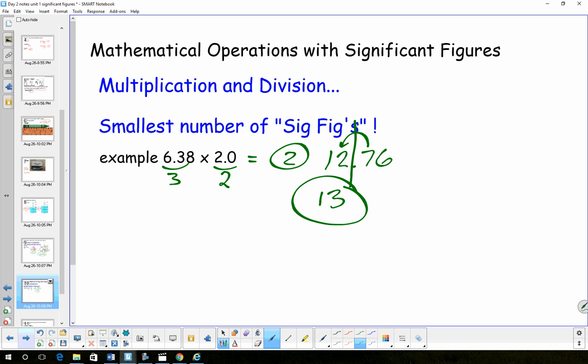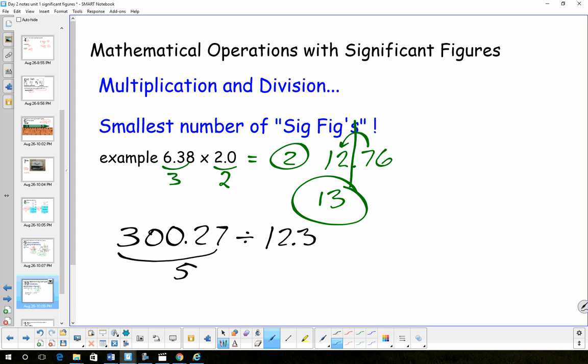Okay? What happens if I have something divided by something? Say that we had 300.27 divided by 12.3. Okay, how many significant figures here? 5. Those 2 zeros in the center are sandwiched. How many here? 3. How many can I have in the final? 3. Okay, so calculator throw up, give it to me.